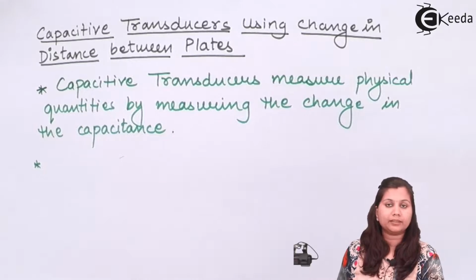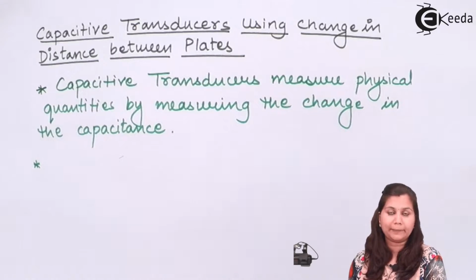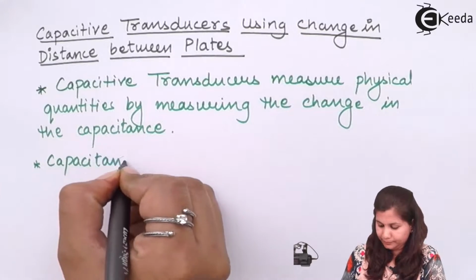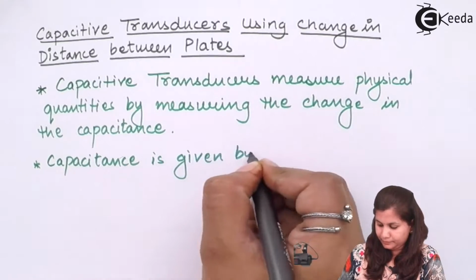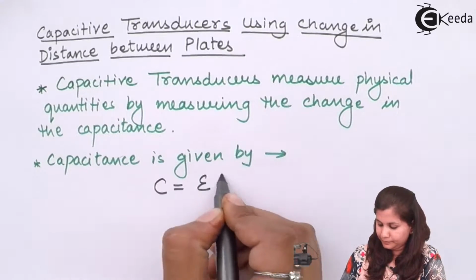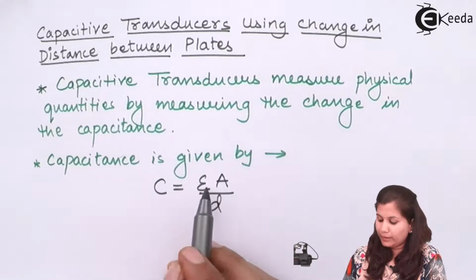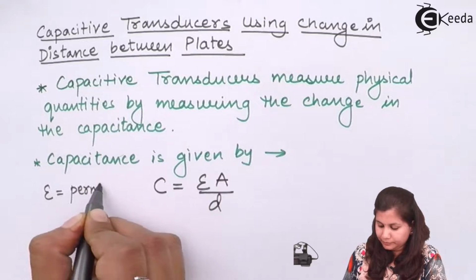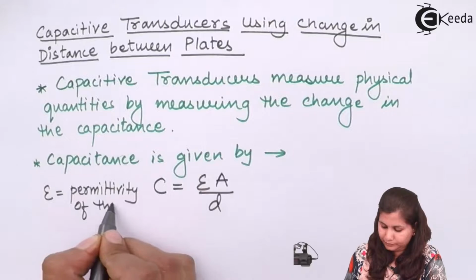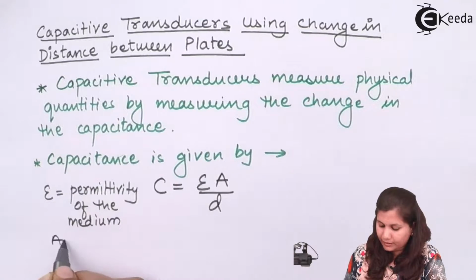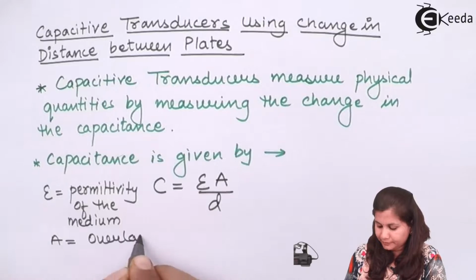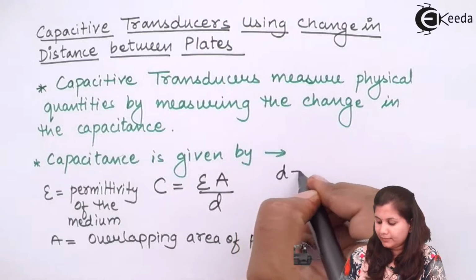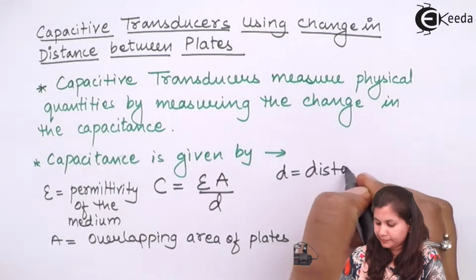Now, if we define the term capacitance for a parallel plate capacitor, it is given by the relation C equals epsilon A by D, where epsilon is the permittivity of the medium, A is the overlapping area of the plates, and D is the distance between the plates.